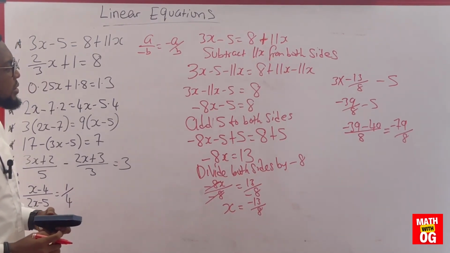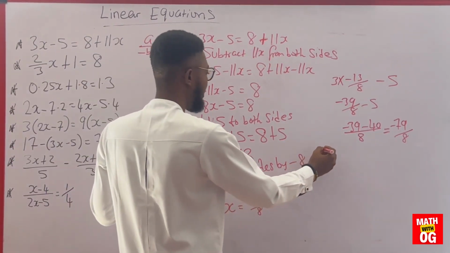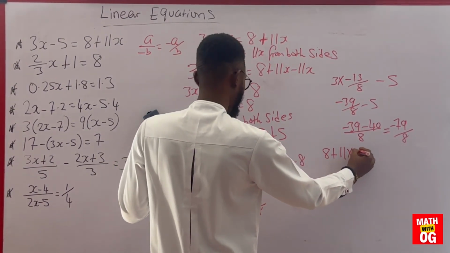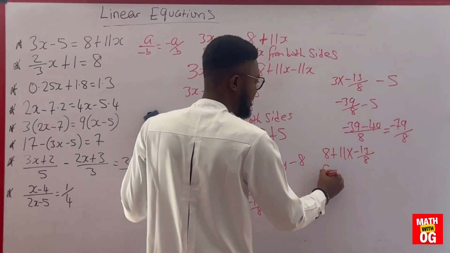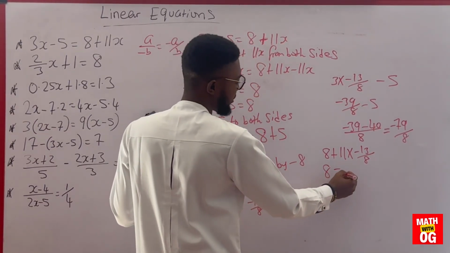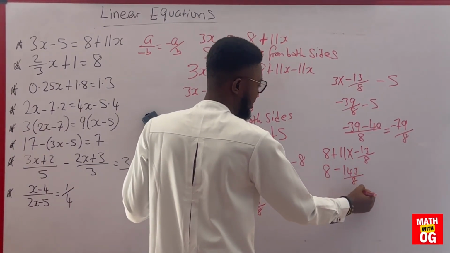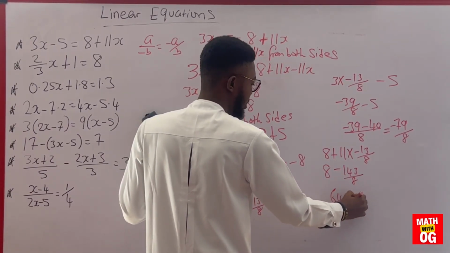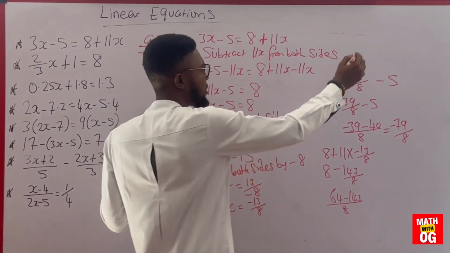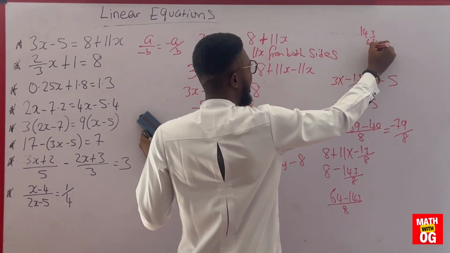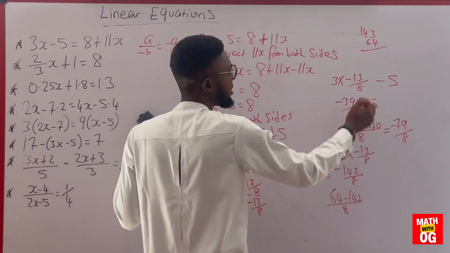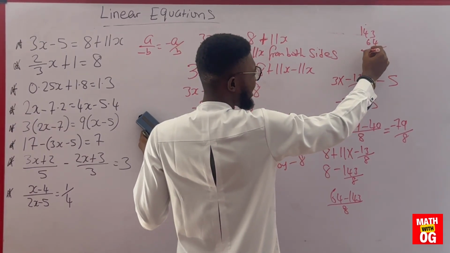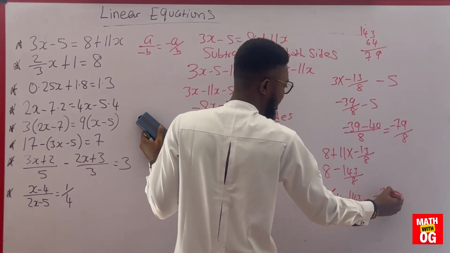Now let's check if it will be the same with the right hand side. For the right hand side, I will have 8 plus 11 multiplied by minus 13 over 8. So that is 8 minus 13 times 11, that is 143 over 8. LCM is 8. 1 into 8, 8 times 8, 64 minus 143. Now 64 minus 143, I can do 143 minus 64 and add a negative sign because this is smaller than this. So this is 79. So this will give us a minus 79 over 8.